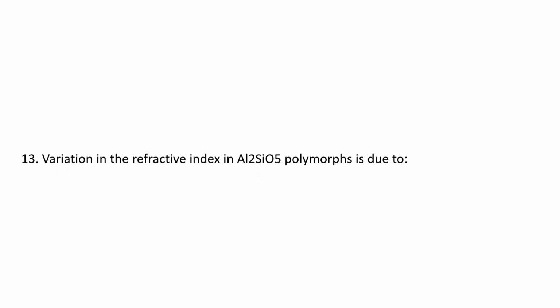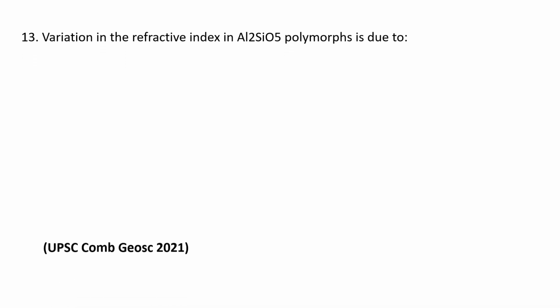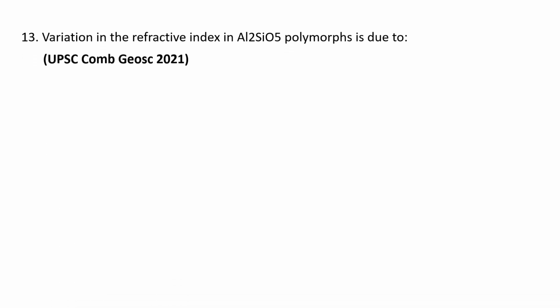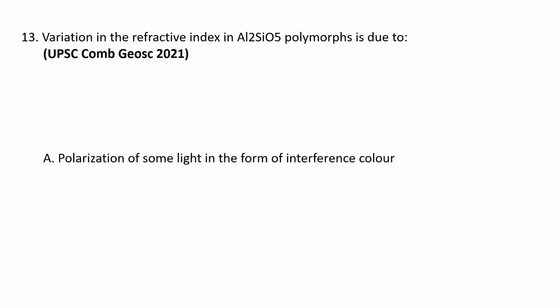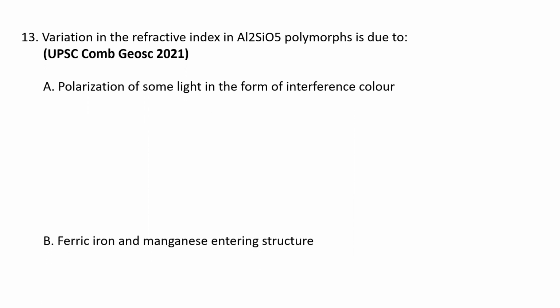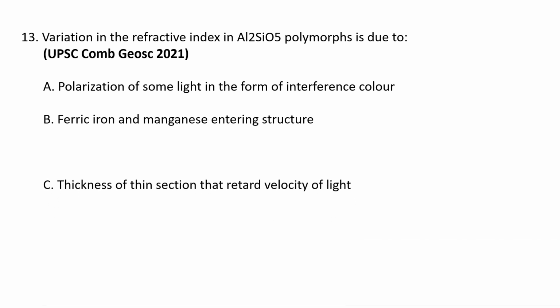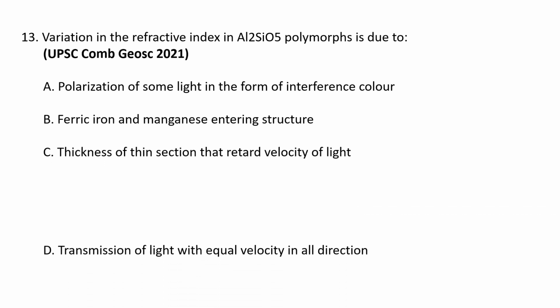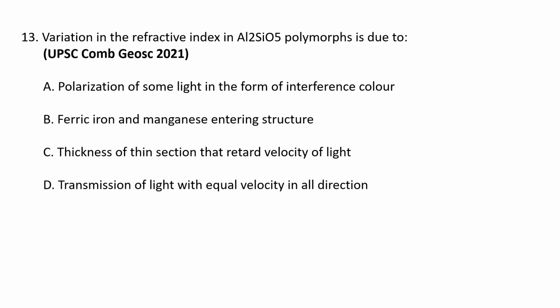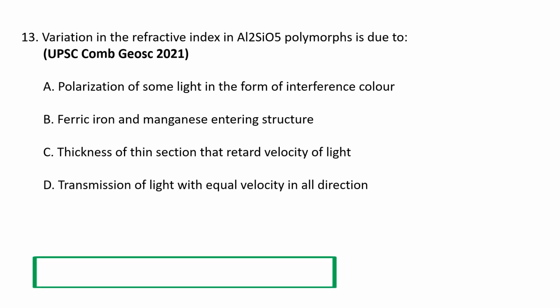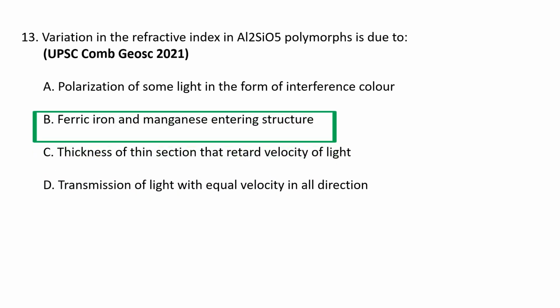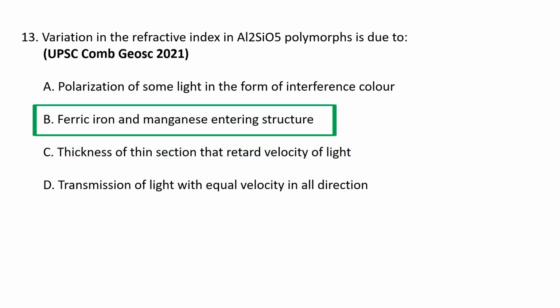Next question. Variation in the refractive index in Al2SiO5 polymorphs is due to A. polarization of some light in the form of interference color, B. ferric iron and manganese entering the structure, C. thickness of thin section that retard velocity of light, and D. transmission of light with equal velocity in all directions. So the correct answer is: variation in the refractive index in Al2SiO5 polymorphs is due to ferric iron and manganese entering the structure.